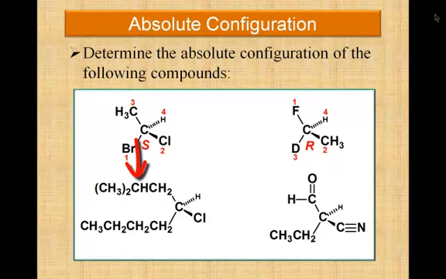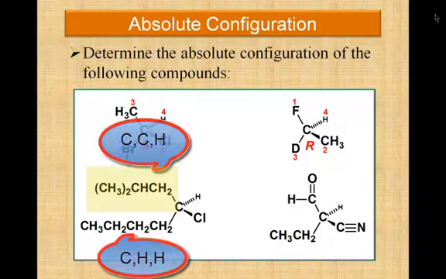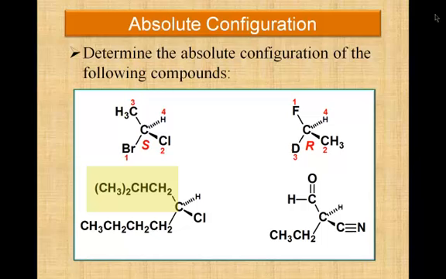This carbon on the top has 2 carbons and a hydrogen attached, whereas this carbon on the bottom has 2 hydrogens and a carbon attached. So the group on the top, or the isobutyl group, will have a higher priority than the butyl group. So here's my list of priorities. If I trace the path from high to low, it is going counterclockwise, so this would be the S isomer.